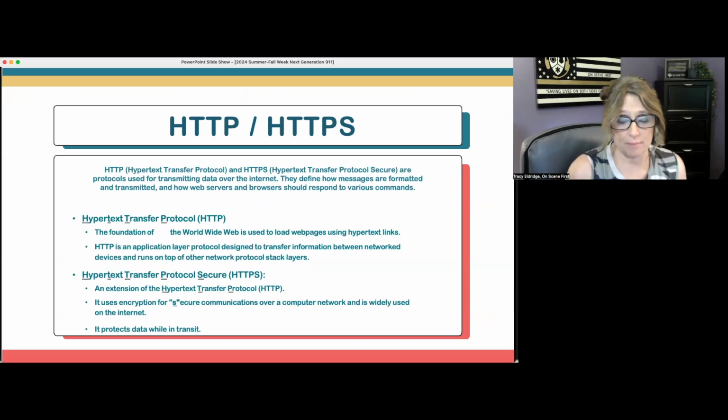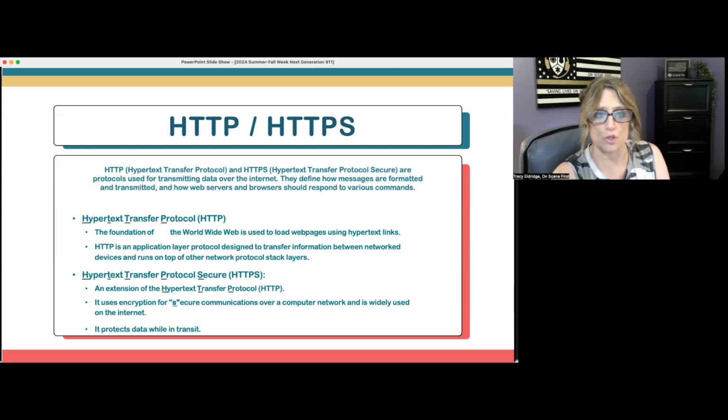HTTP and HTTPS, Hypertext Transfer Protocol and Hypertext Transfer Protocol Secure, are protocols used for transmitting data over the internet. They define how messages are formatted and transmitted, and how servers and browsers should respond to various commands.